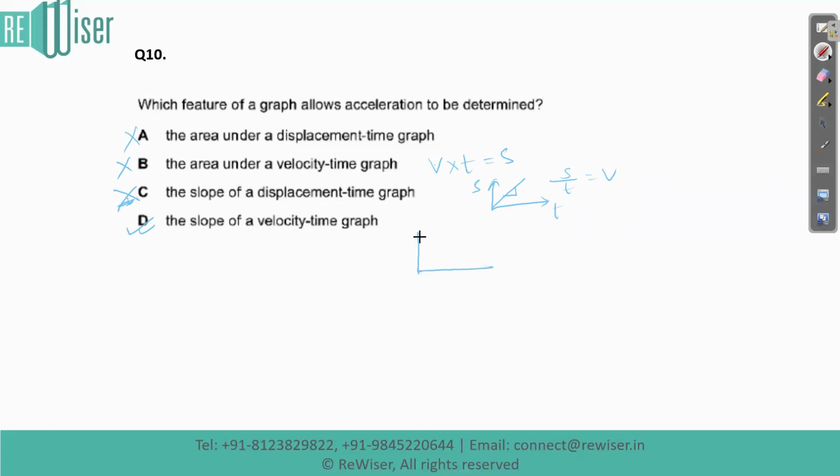So velocity versus time graph. This is the line, and if we find out the slope, that will be rise by run. That means V by T. V by T is nothing but acceleration. So this is the correct answer.